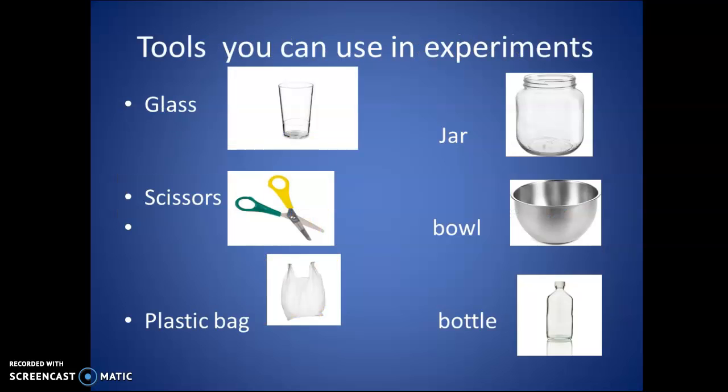Also, we have some tools that we usually use in an experiment. As you can see, we have glass, scissors, plastic bag, jar, bowl, and bottle. So these are tools that we use in experiments.